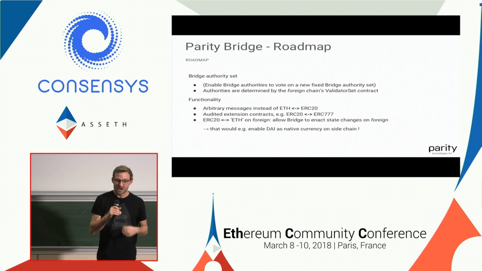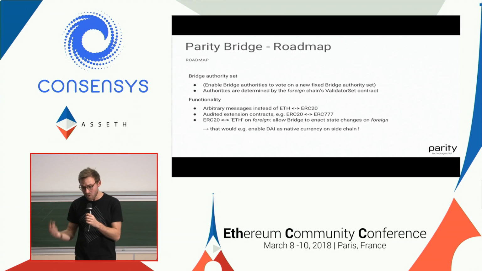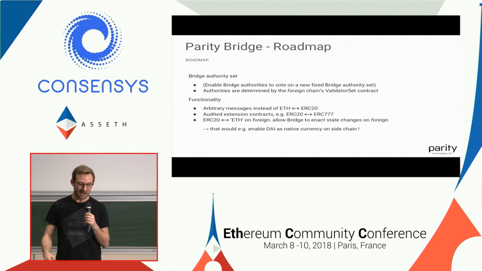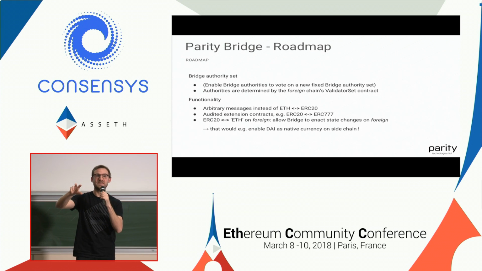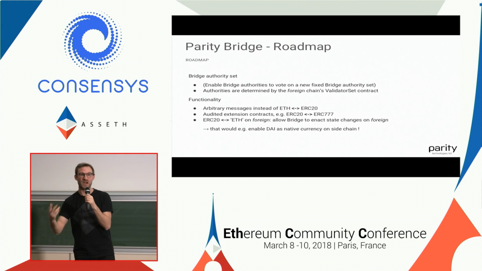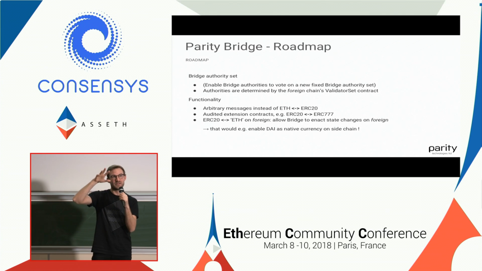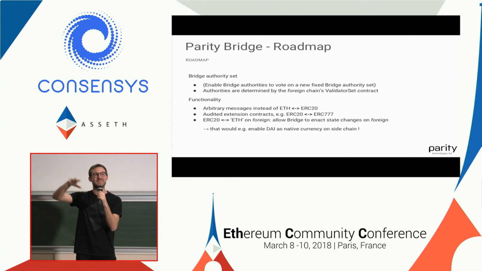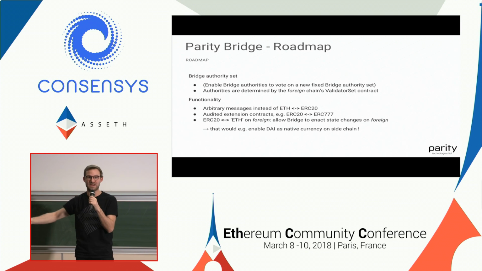So, roadmap. Where do we want to get? What do we want to change? Number one, the thing where we want to get quite fast is we don't want the bridge authorities to be a fixed set that we have to determine when we deploy the contract, but rather we want the bridge authorities to track the set that maintains the integrity of the POA network.